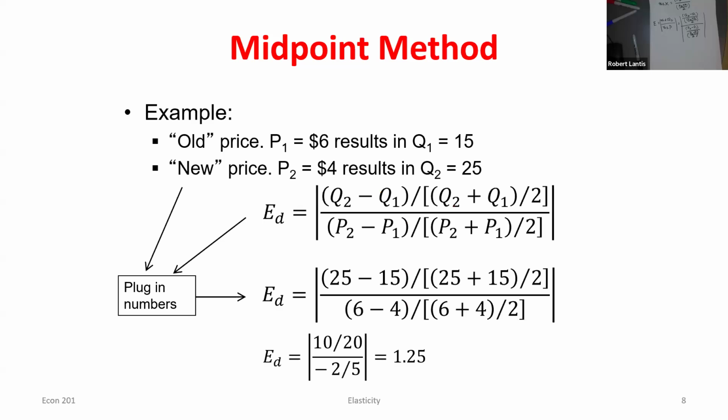Now, technically, I should have said that the change in price was -2. I ignore the negative sign at the end, so that's why I didn't say that. But you take 0.5 over 0.4, and we get an elasticity measure of 1.25. So this is how you use the midpoint method, plugging in two prices and two quantities to calculate the percent change in the quantity demanded and the percent change in the price, and then ultimately get your price elasticity of demand.